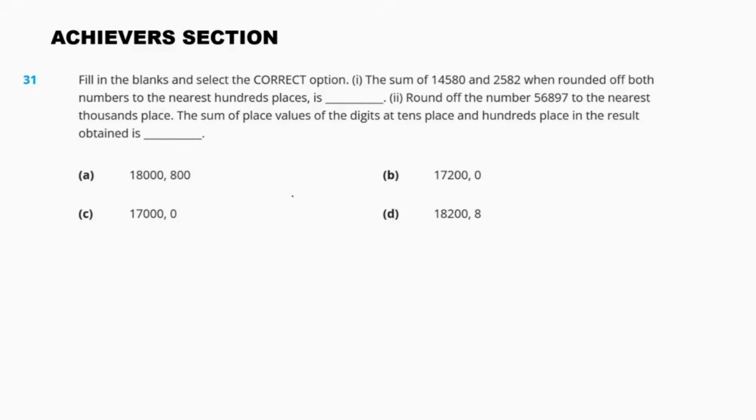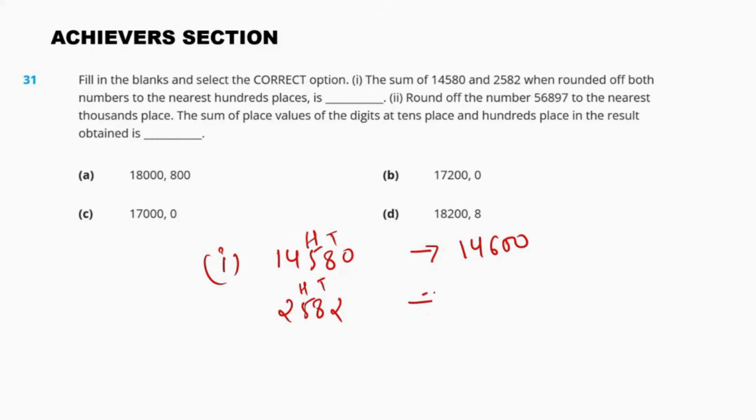Okay, so let's try to solve the first part of the question. So the first one is 14,580 and 2,582. Now what we have to do is we have to round them off to the nearest hundreds. So nearest hundreds will be this, right? Now whenever we have to round off to the nearest hundreds, we have to always look at the digit at the tens place, right? So both of them have 8 at their tens place, so the numbers will be rounded off to the next number, right? So this 14,580 will become 14,600, and this 2,580 will become 2,600, right?